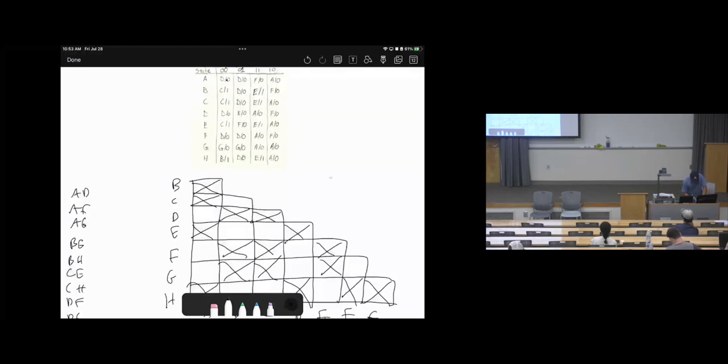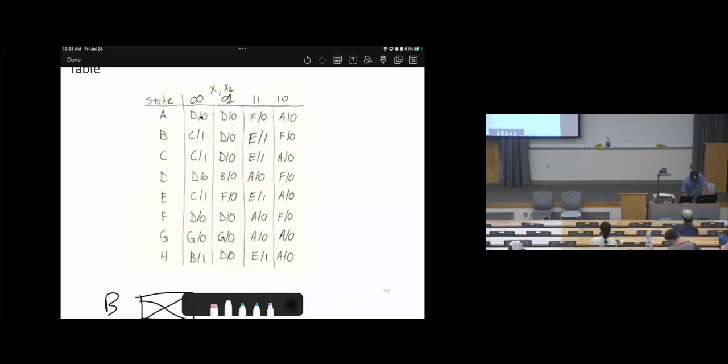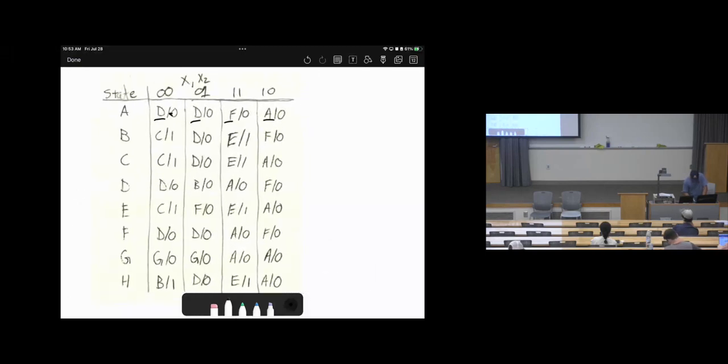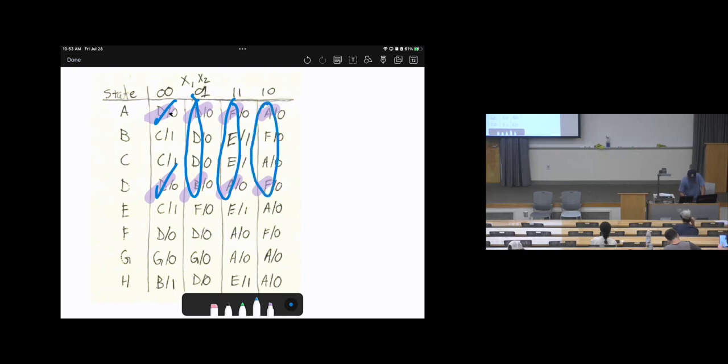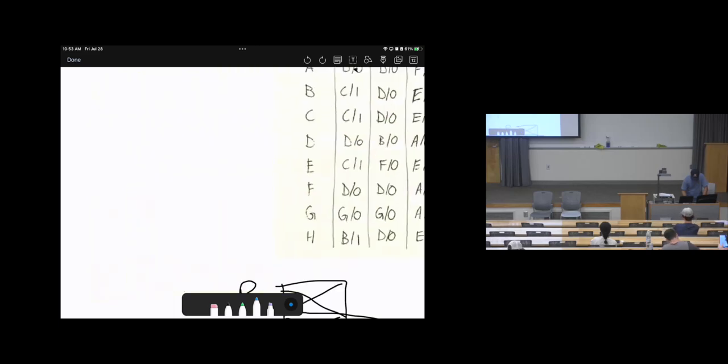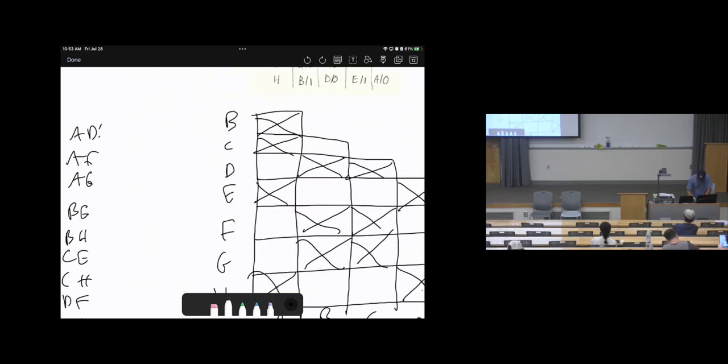Let's try to compare for A and D. A and D, we have D, D, F, A, C, D. It will take some time. D, D, F, A. Here it will be D, B, A, F. So look at these, they are fine. B and D, these are implication pair. A and F, implication pair. So as a result, there will be AF and BD, two implication pairs, right?